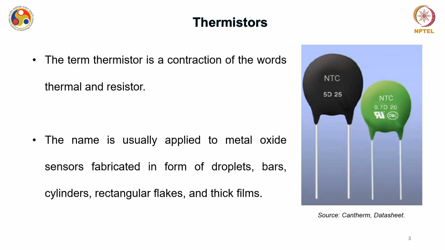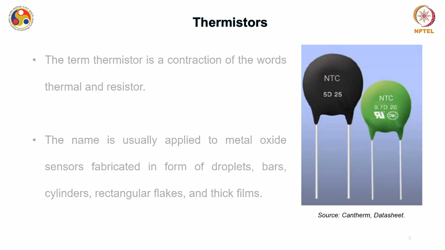If you see this term thermistor, it is made up of two terms, one is thermal and the second is resistor, and exactly this is the definition that we have seen. The name is usually applied to mostly metal oxide based devices fabricated in different forms, including the form of a droplet that you can see on this slide. These are droplet based metal oxide thermistors. We have these devices in the form of bars, cylinders, rectangular flakes, and they are also available as thick films.